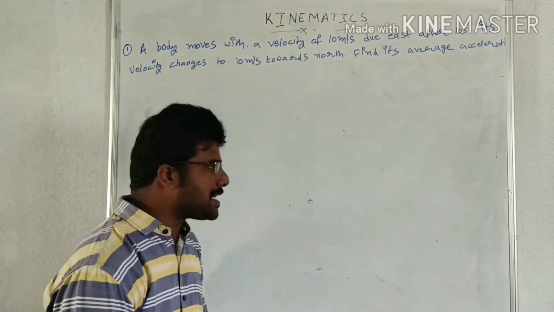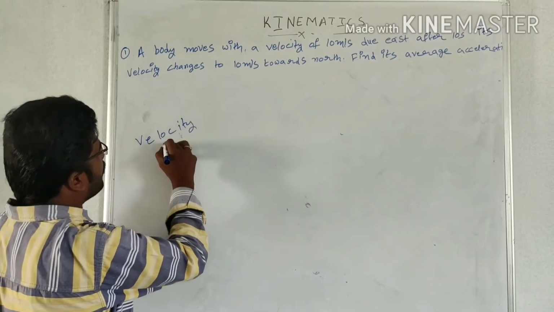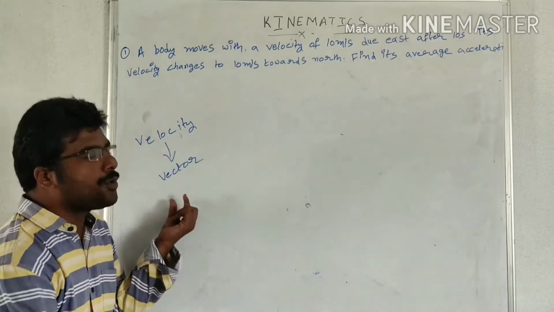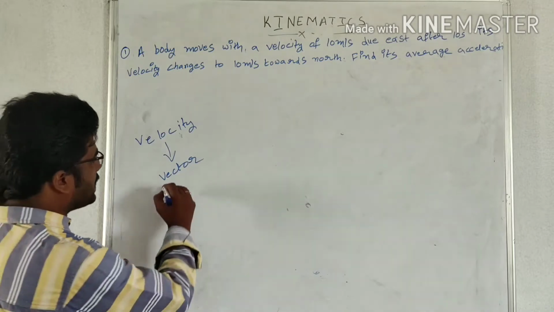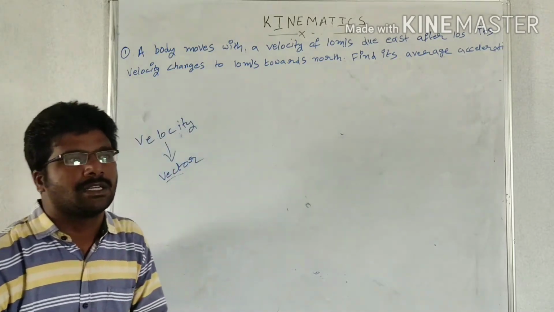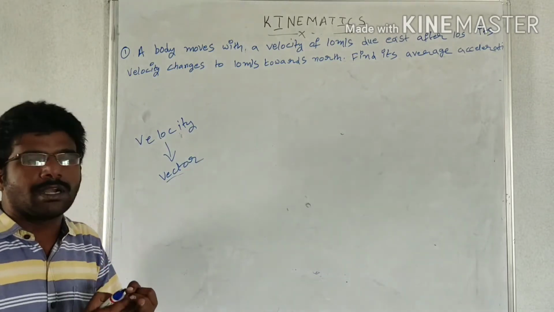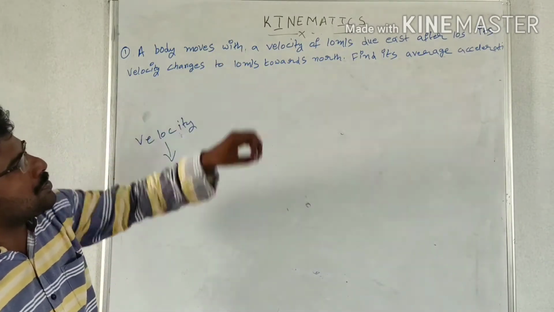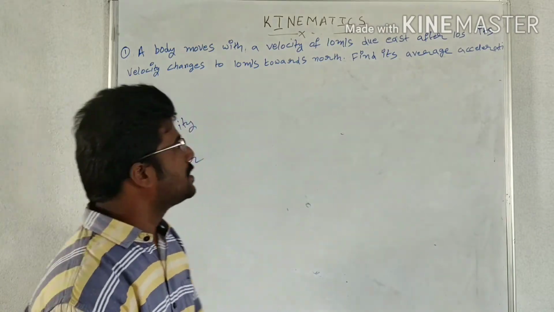Here we should remember that velocity is an example of a vector. Vector means it will have magnitude and direction. Velocity is a vector, so it will have magnitude and direction. The velocity changes when the magnitude changes, or the direction changes, or both change. So now we are going to do this problem and find its average acceleration.